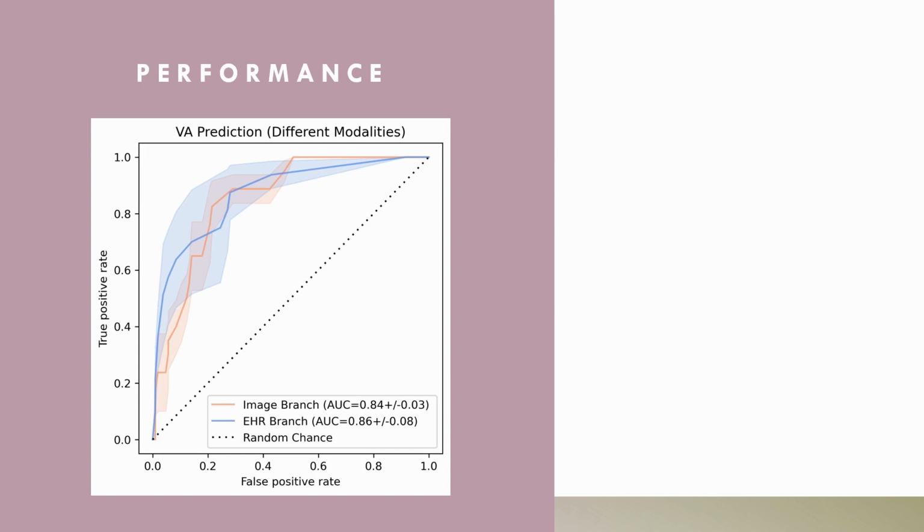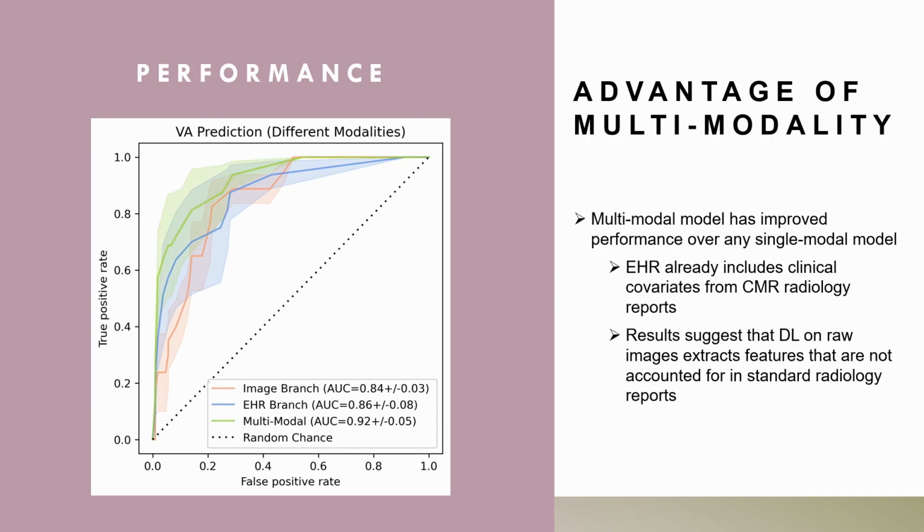So I want to show you the prediction of these two separate branches. This is the image, and this is the electronic health records in these HCM patients, and the shaded area is 95% confidence intervals. But what is important here is the green is the combined predictor, the multimodality predictor. So it has higher predictive capability. It also, in this case, the electronic health records include clinical covariates from the radiology reports, but you can see when the imaging branch learns something additional, we have a very high predictive capability for that.